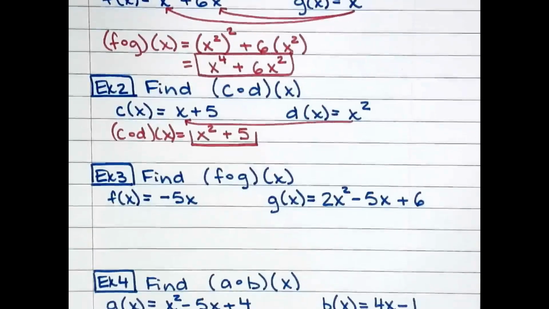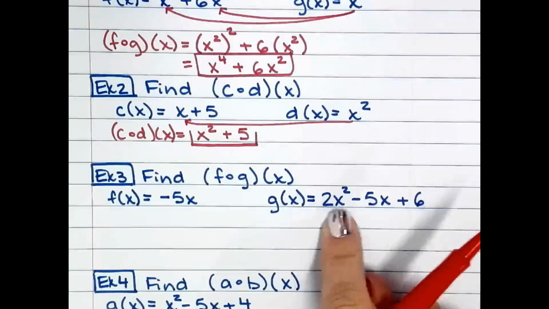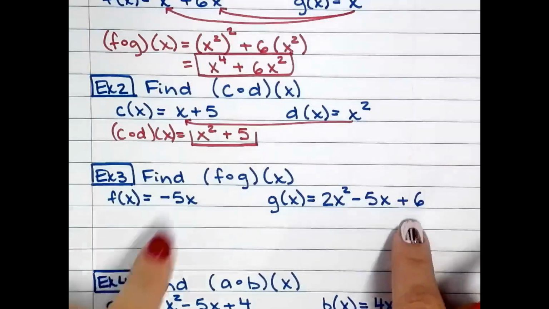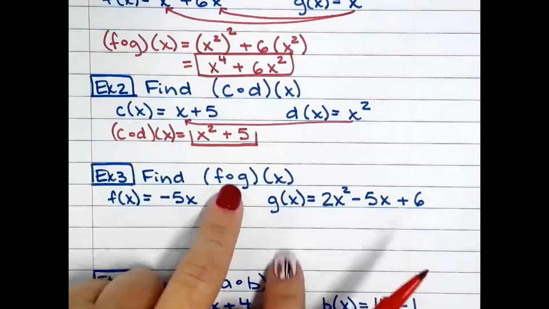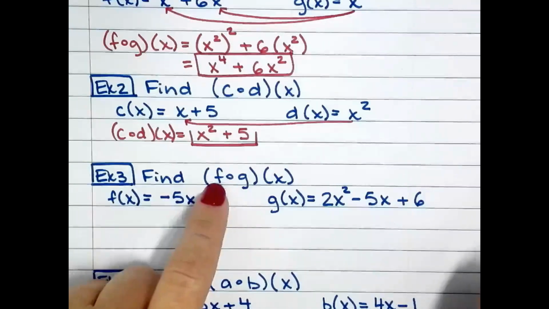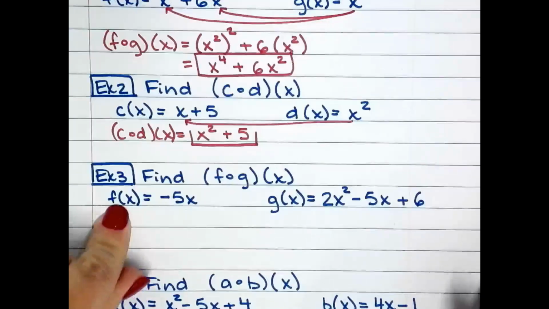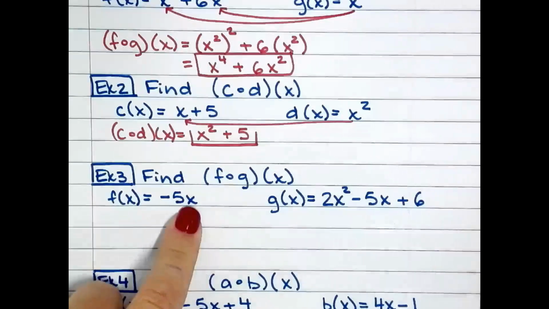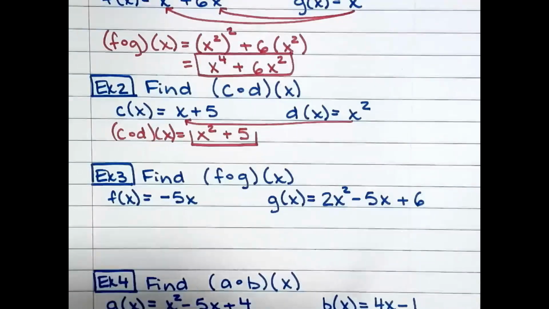Number 3, follow the same idea. F compose g of x. But now the g function is a trinomial, because I heard some people say, oh, you substitute the little one into the big one. No, that's not right. You have to actually do what the question is asking you to do. So you're finding f compose g of x. You get the f function, and when you see x, you substitute with whatever the g function is. It could be a big function, it could be a little function, it could be a number.